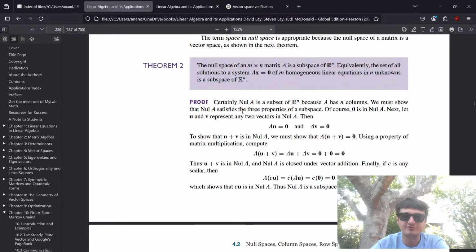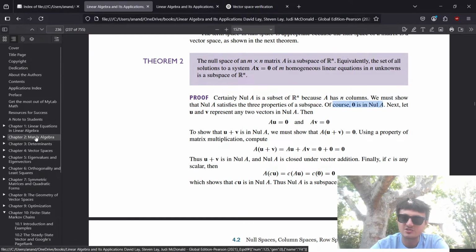Okay, so the proof is, first off, 0 is in the null space because A times 0 is going to be equal to 0. We've shown that in chapter 2 with matrix algebra.